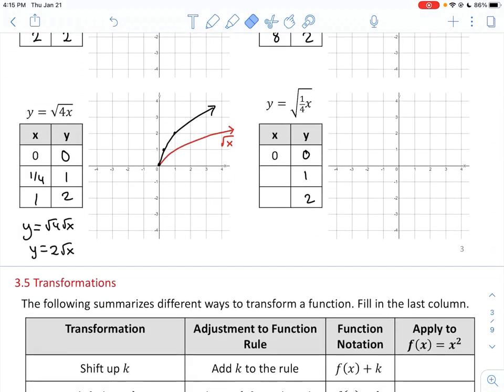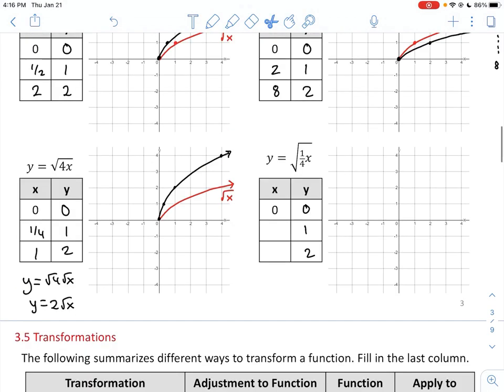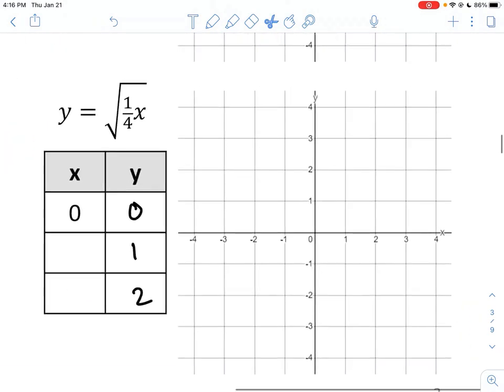The horizontal compression by a factor of 1 quarter is equal to a vertical stretching by a factor of 2, simply because the square root of 4 is just 2. So if you want to pull the 4 out of the radical, it becomes 2 radical x. And something similar is going to happen here as well.